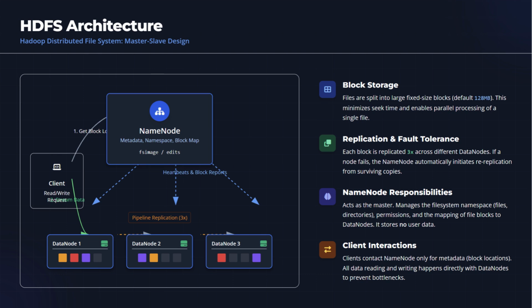HDFS is built for reliability. Files are split into large 128 MB blocks to minimize seek time. To prevent data loss, each block is replicated 3 times across different nodes. If a node fails, the NameNode detects it through missing heartbeats and automatically triggers a re-replication. This is fault tolerance at its finest.